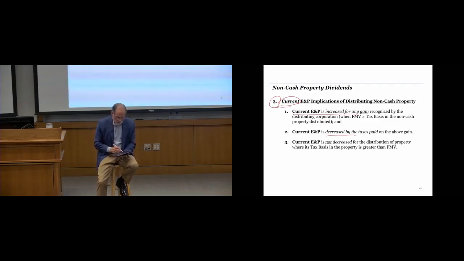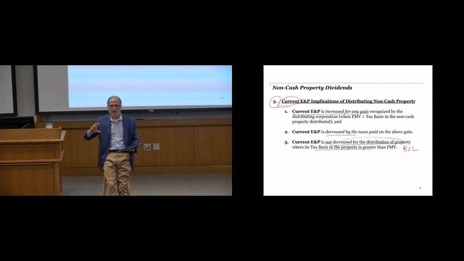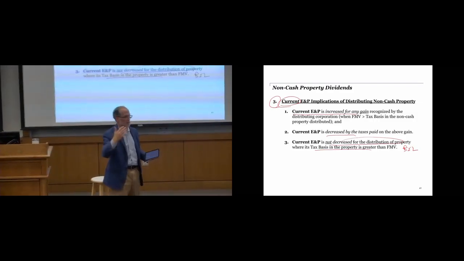Okay? And current E and P is not decreased for the distribution of property where the tax basis in the property is greater than fair market value, by built-in loss. Right? If I'm not recognizing the loss, then I do not have a current E and P effect because I haven't recognized it. So I think the current E and P makes sense. The accumulated E and P is a little more hairy. But current E and P goes up for the gain, down a little for the amount of tax I pay because I got to give that portion to the government. Current E and P doesn't move when I have a loss because the loss is not recognized.